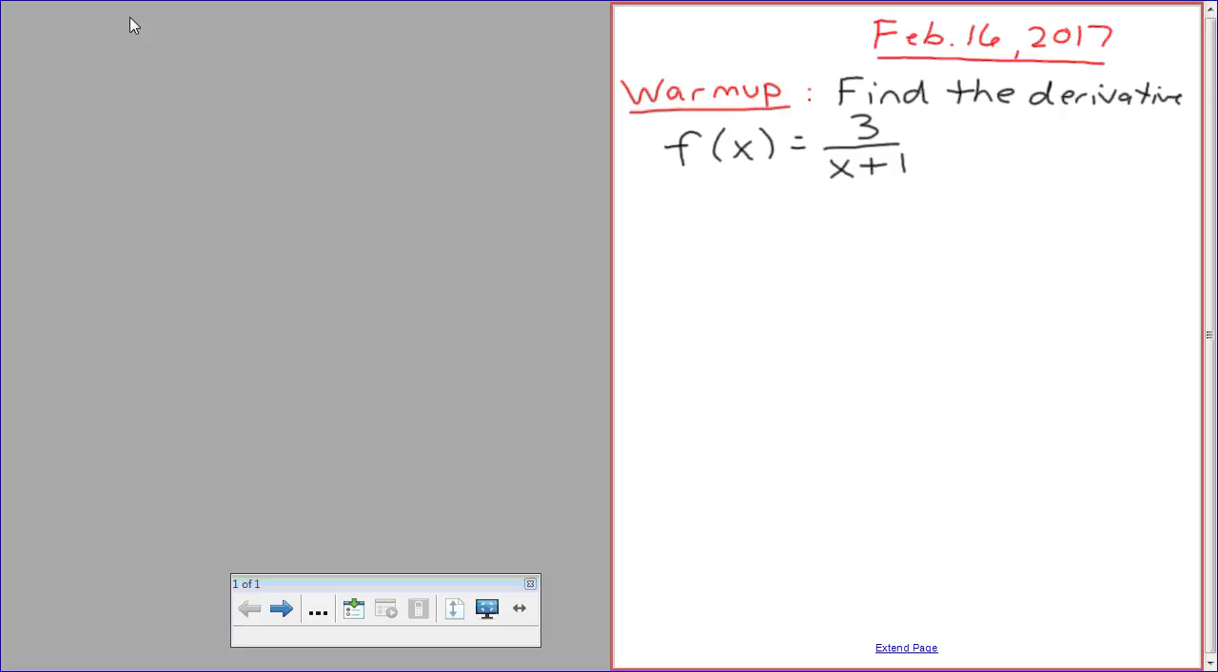Thanks very much. All right, Brad, my third student in the class. Can you give me the first step here, please? What's the limit statement, please? f prime of x equals the limit as h goes to 0 of f of x plus h minus f of x all over h.